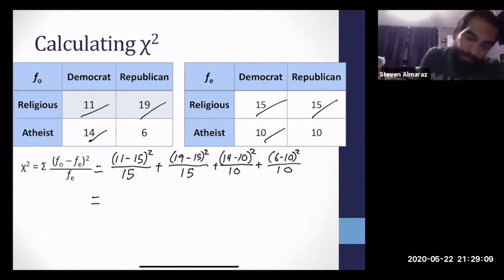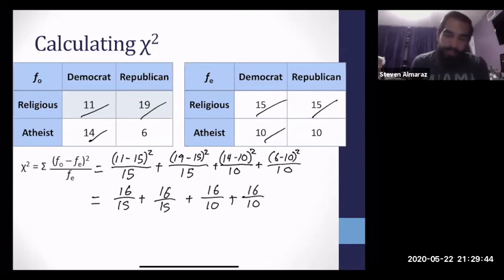We got lucky. 11 minus 15 is, well, negative 4. Squared makes it 16 over 15. Plus 19 minus 15, again 4, so 16 over 15. 14 minus 10, again 4, 16 over 10 this time. And again, we have a difference of 4, so that'll be 16 over 10.